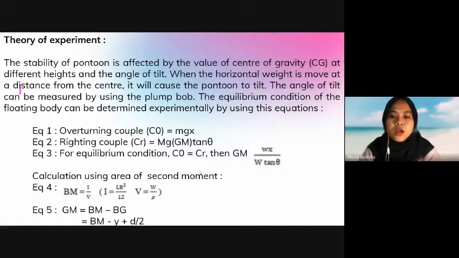So the equilibrium condition of the floating body can be determined experimentally by using the following equations. So these are the equations to find overturning couple, righting couple, and also equilibrium condition of the floating body. So then the results obtained from the experiments can be compared with the calculation method. We will use the calculation of the area of second moment to find the metacentric height of the floating body as shown in this slide.